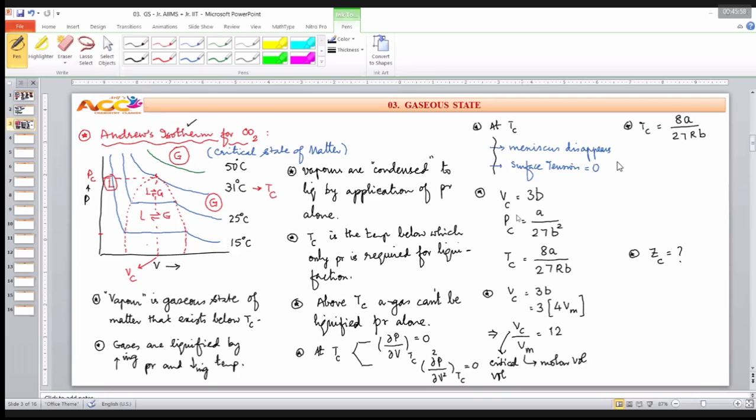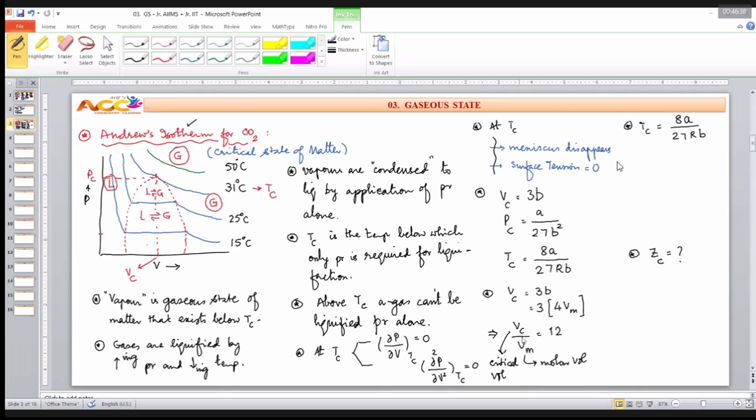VC is 3b, where a and b are the van der Waals constants. PC is a by 27b squared. TC is 8a by 27Rb. Now, VC: let us play a game. We have 3b, and b is 4 times the molar volume. Then we say 12. Therefore, remember, the ratio of critical volume to molar volume is 12.